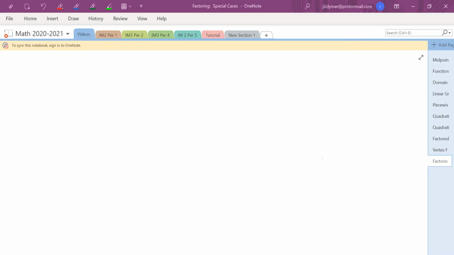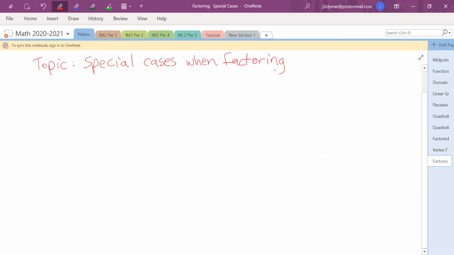So the topic for today is special cases when factoring trinomials. Or maybe just factoring, because it doesn't necessarily have to be a trinomial. And the objective is going to be that we'll learn how to factor in two special situations.